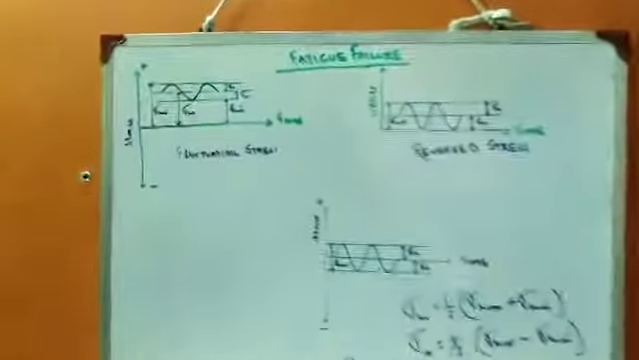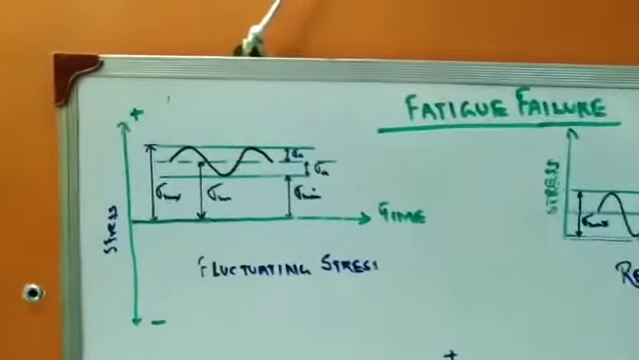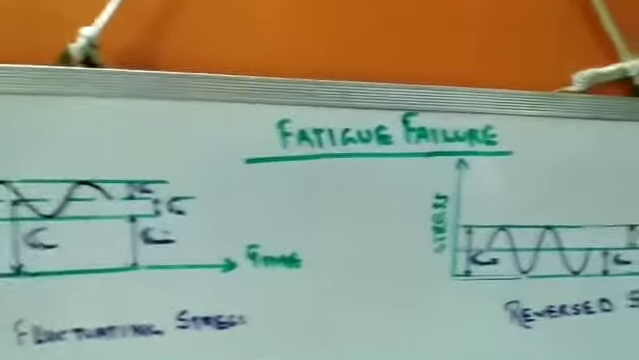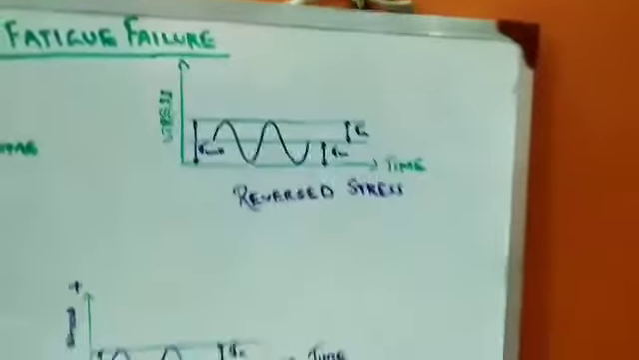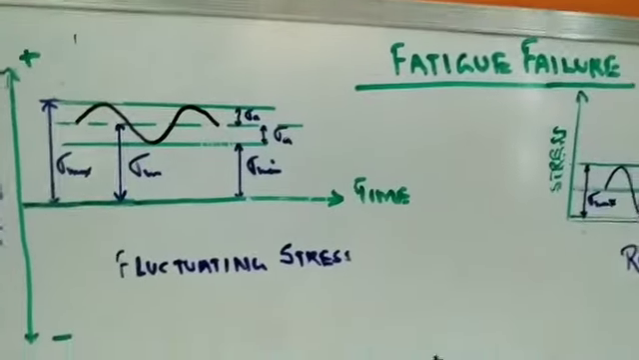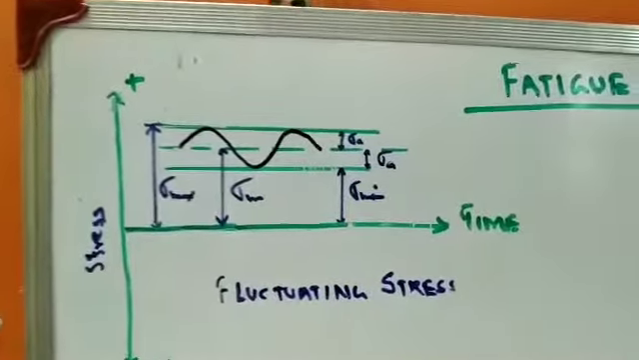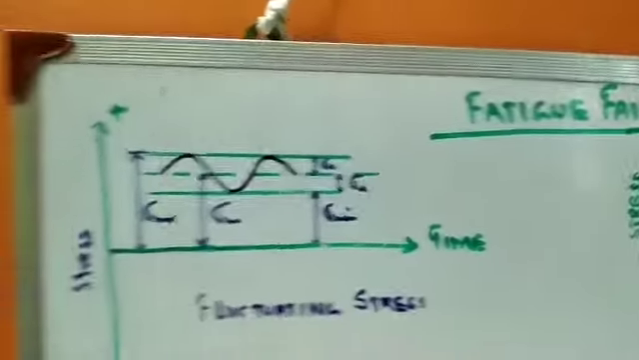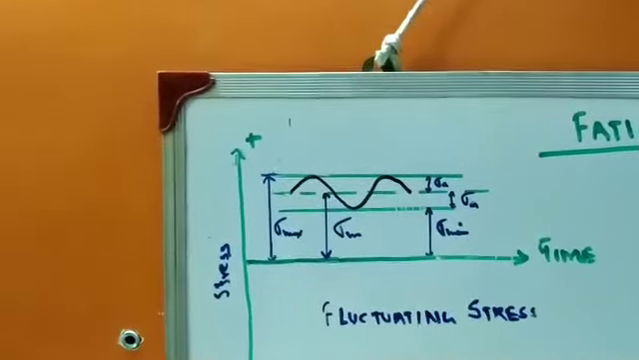Now you can see that this is a type of sinusoidal wave. These are the types: this is called a fluctuating stress, this is called a reverse stress, and this is called a reversal stress. In the fluctuating stress, we plot time on the x-axis and stress on the y-axis.